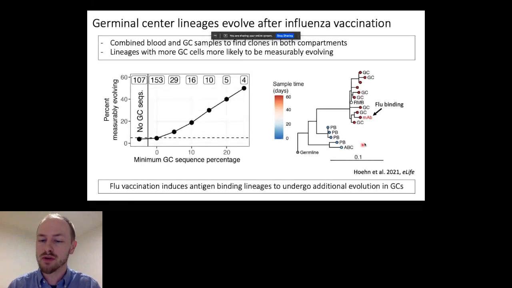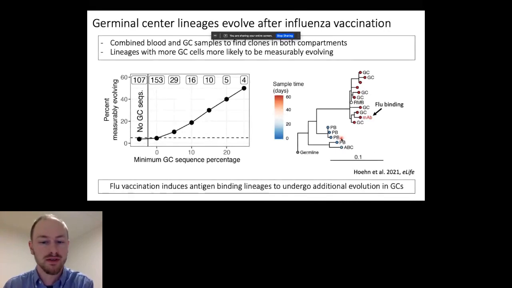And this is one example of one of those evolving lineages. We can see this lineage was sampled early in the blood plasmablast compartment, and then later at 60 days in the germinal center with a much higher level of mutation. This also contains a flu-binding monoclonal antibody, and these results really show that, perhaps contrary to what we may have thought, flu vaccination does stimulate pre-existing lineages to enter into germinal centers where they undergo additional evolution, presumably against influenza vaccine antigens.